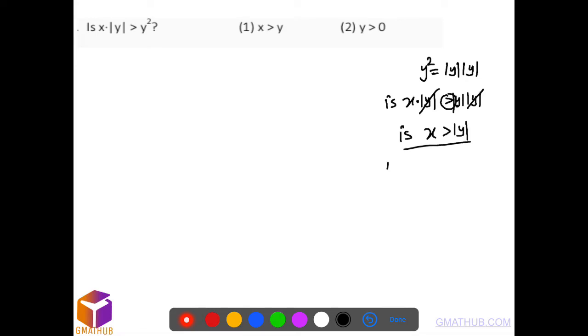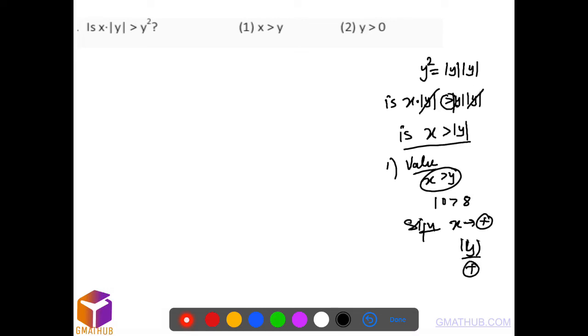So we are checking two things here again. In terms of value, x should be bigger than y. Okay, for example, 10 is bigger than 8. And in terms of sign also, x should be positive. Because mod of y is never negative, it's always positive. So a negative number can't be bigger, only a positive number can be bigger than a positive number.